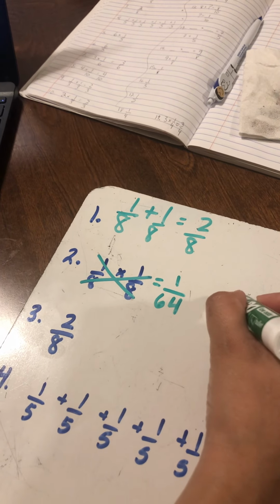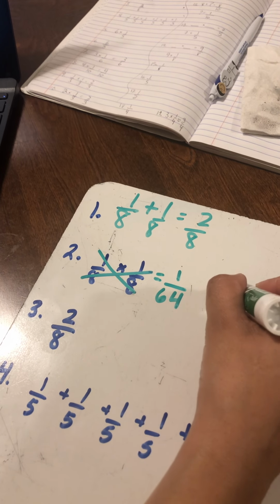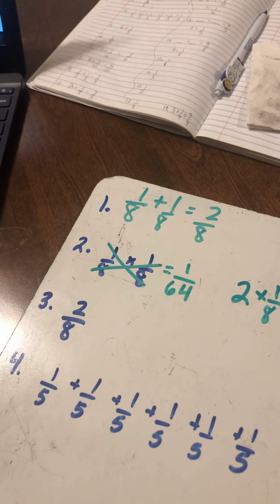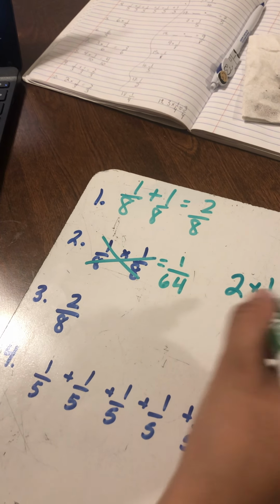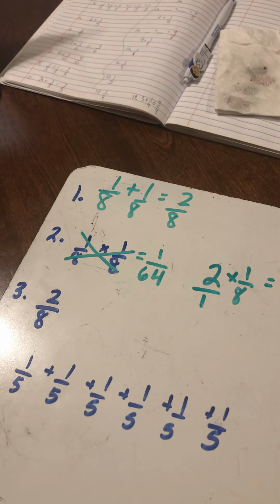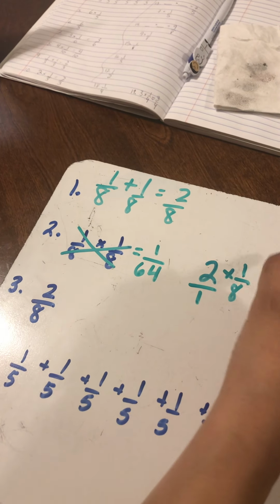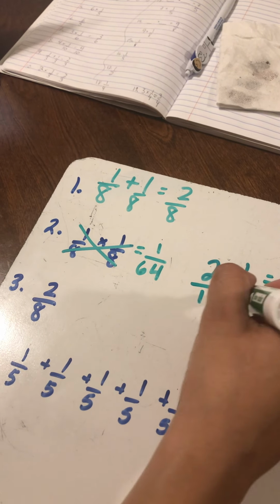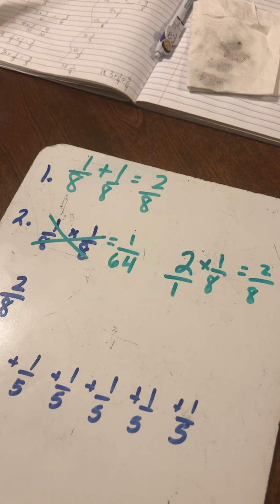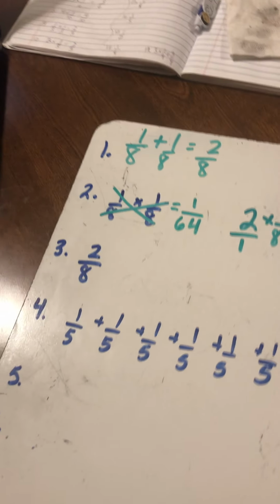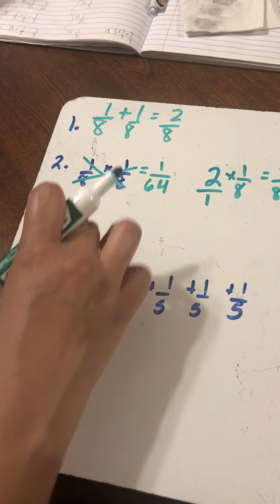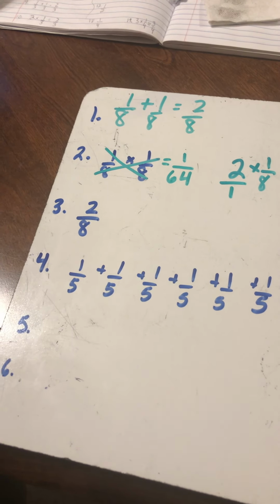So the correct equation for number 2 is actually 2 times 1/8. And if we did multiply 2 times 1/8, we would put a 1 underneath the 2, and we multiply across the numerators, and we multiply the denominators. And see, we get 2/8. Okay, what is the second multiple of 1/8? Number 3, the answer is 2/8.